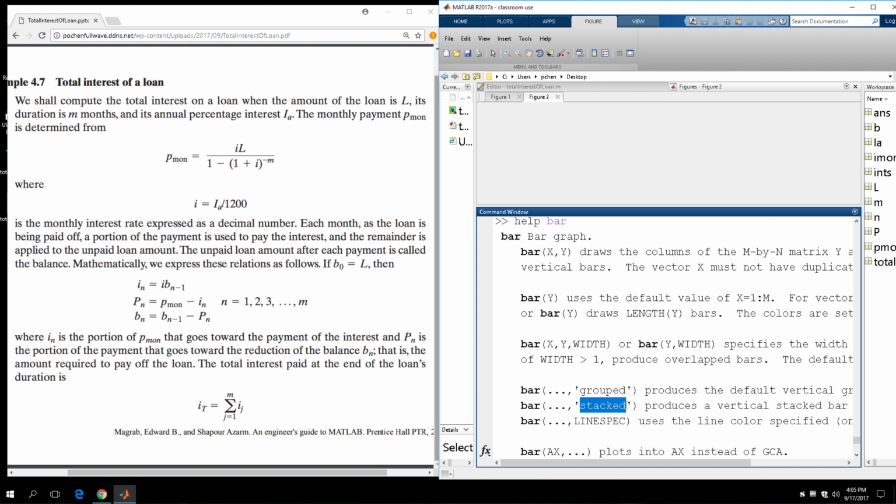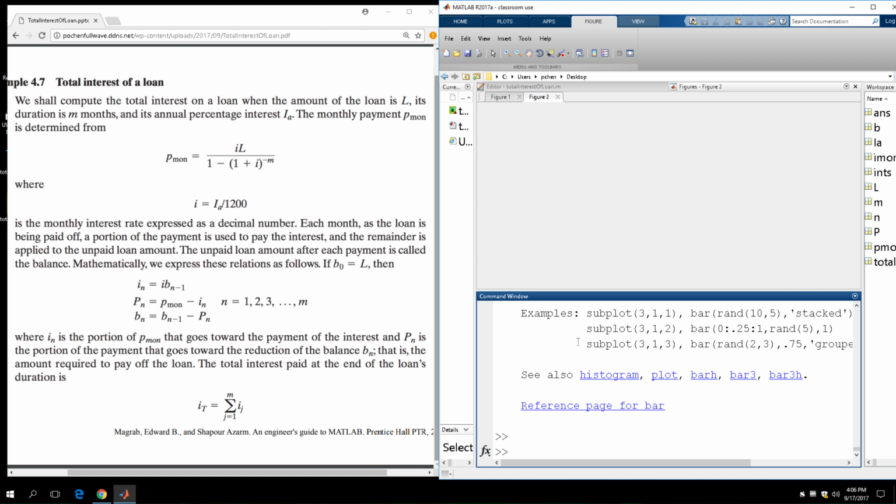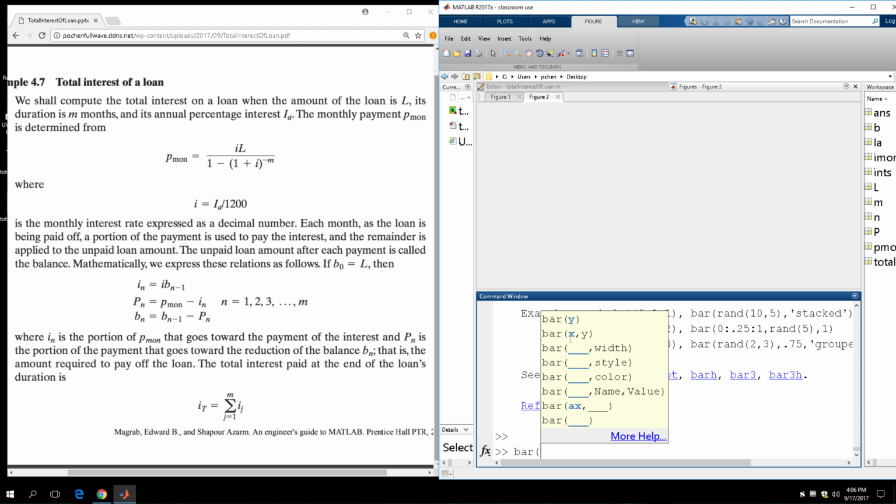What we are trying to visualize is the amount of money paid to the principal and the amount of money paid to the interest for every month. So maybe a good choice is to visualize both of them in a stacked way, so the interest is on top of the principal. Let's experiment with it. The horizontal axis is going to be x. X is 0 to M, the total number of months.